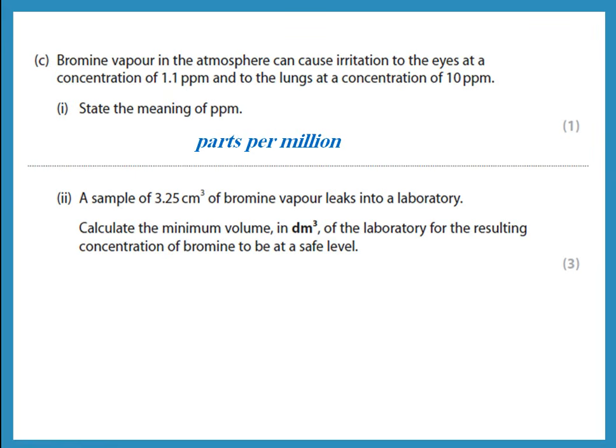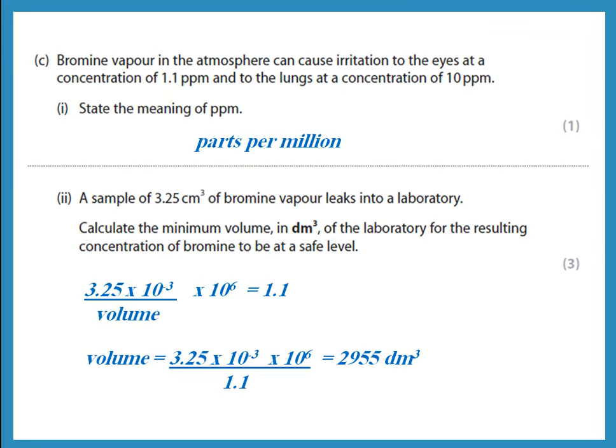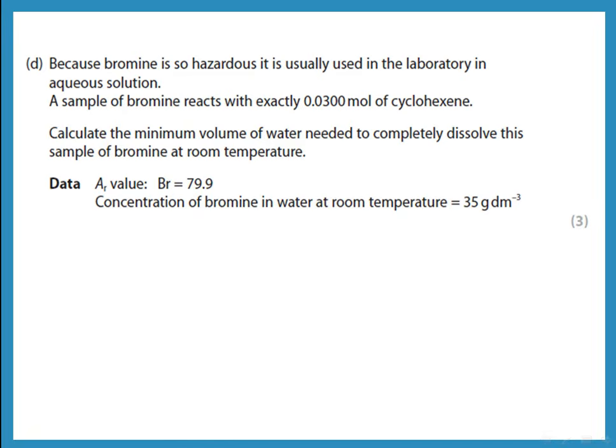We know that calculation of ppm says the amount over the total times 10 to the 6 is parts per million. So the amount that I have is 3.25, but this is in centimeter cubed and he wants it in decimeter cubed. So I multiply 3.25 by 10 to the minus 3 to change it to decimeter cubed. So that amount over the total volume of the lab that he's asking about, times 10 to the 6, should be 1.1. And from that, you can calculate the volume of the lab. The volume of the lab comes out to be about 2955 decimeter cubed.